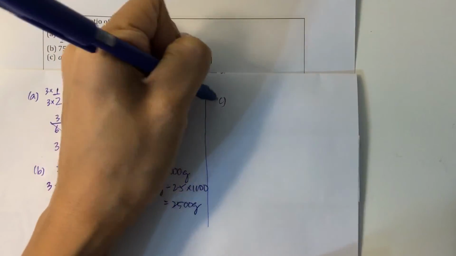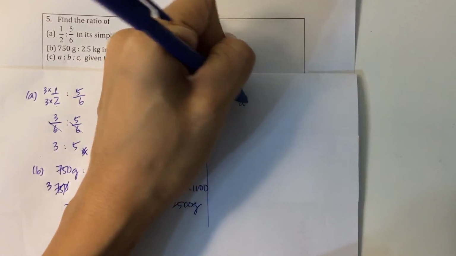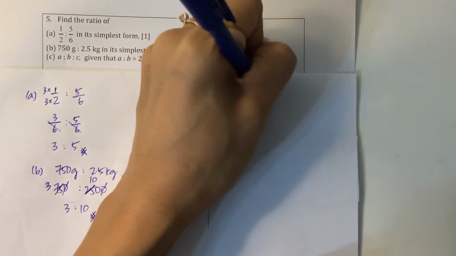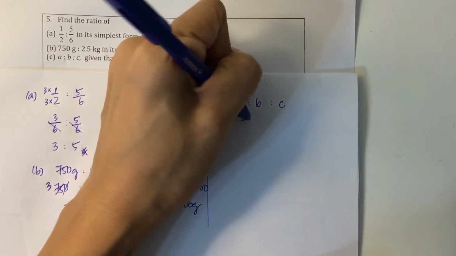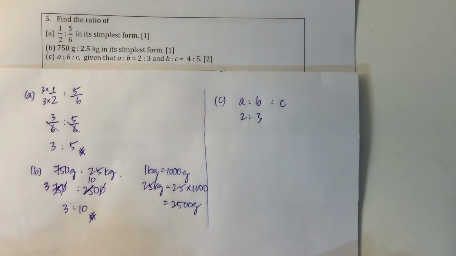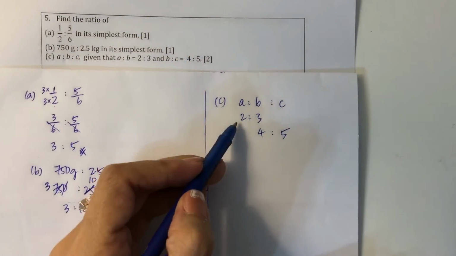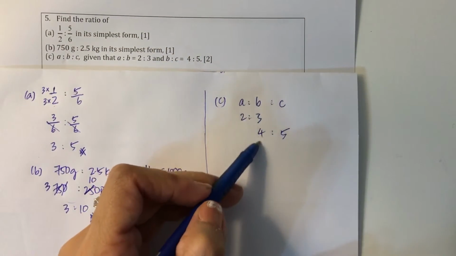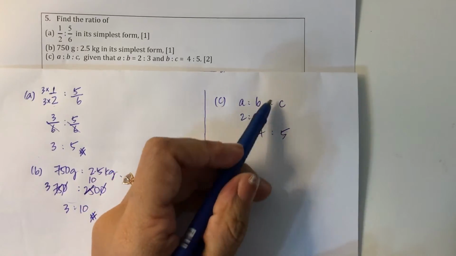Okay, for part C, we want to compare the ratio of 3 different quantities. Here we are given that the ratio of A is to B is 2 is to 3 and B is to C is 4 is to 5. In order to compare all 3 of them, we need to make sure that the middle quantity that overlaps must be of the same units.